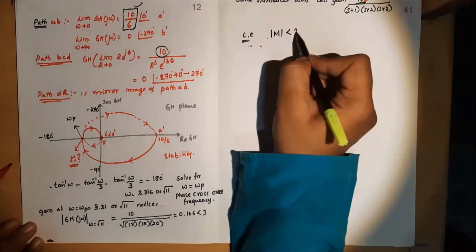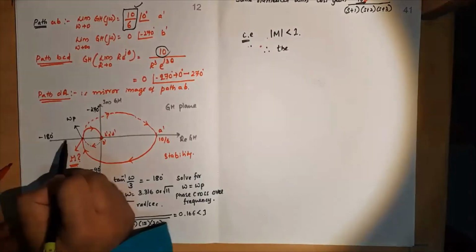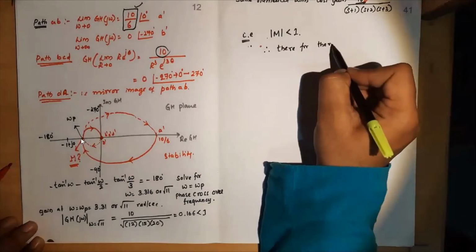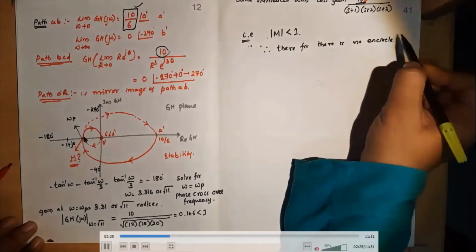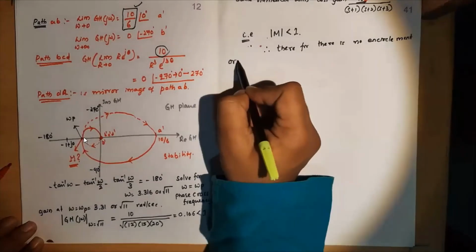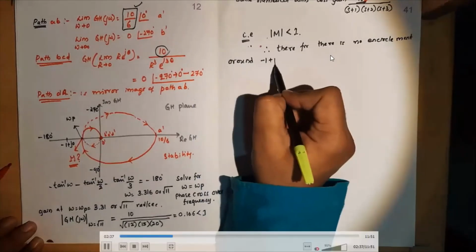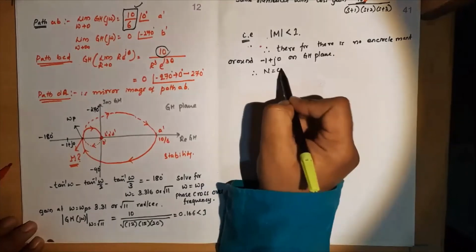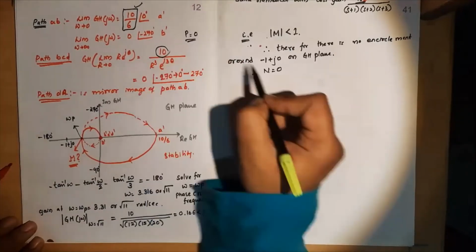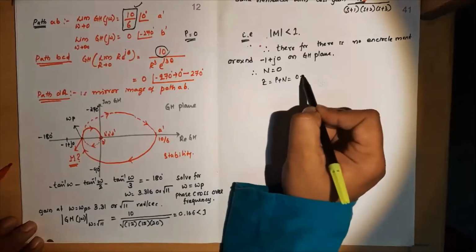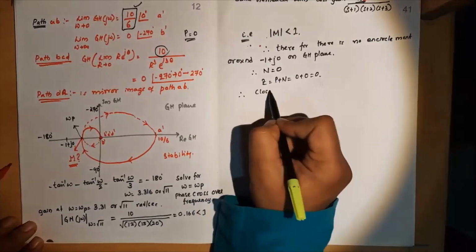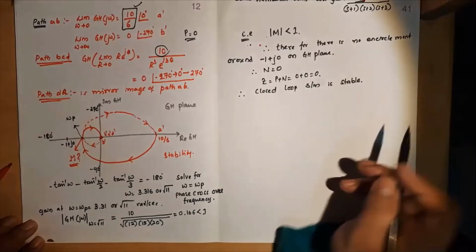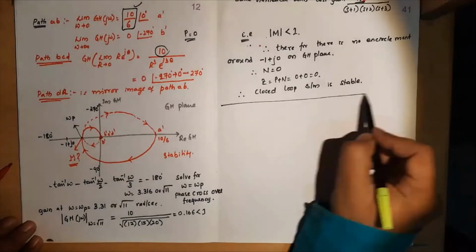So the magnitude of m is less than 1. Less than 1 means this m will obviously be before this minus 1. So we have to locate 0.166 approximately. Somewhere here I have located. Therefore, there are no encirclements at all. Minus 1 will remain outside. So P is 0, N is 0, so P plus N is 0 plus 0. So the closed loop system is stable.